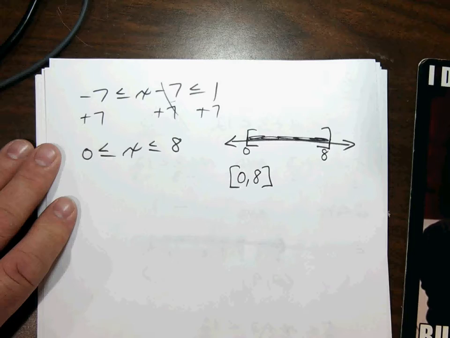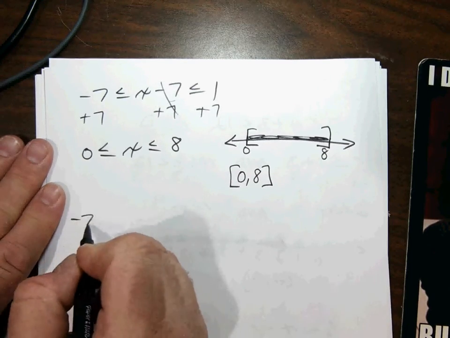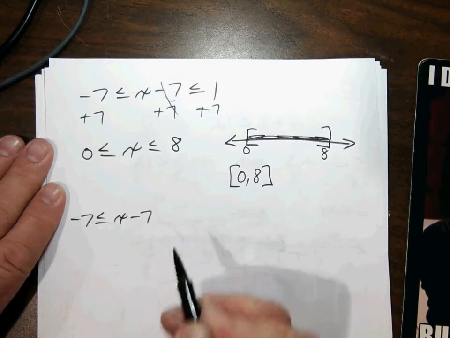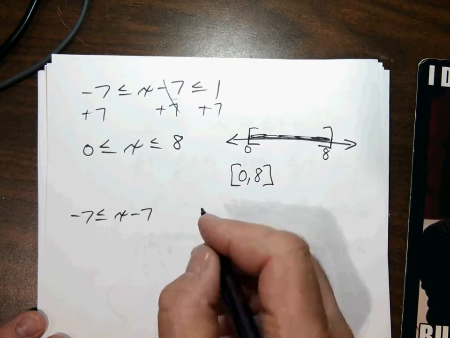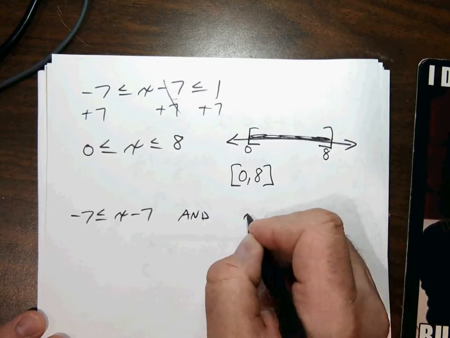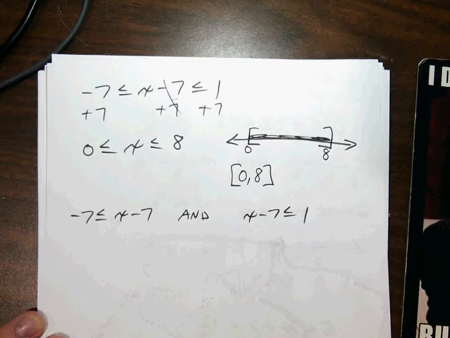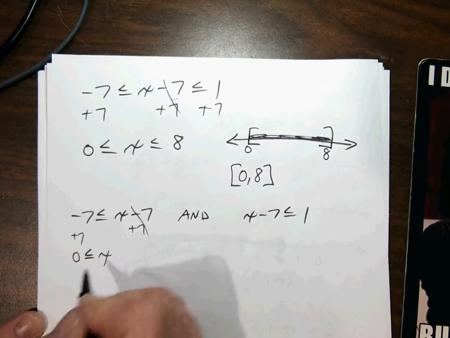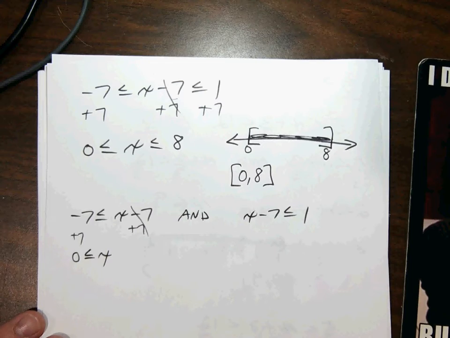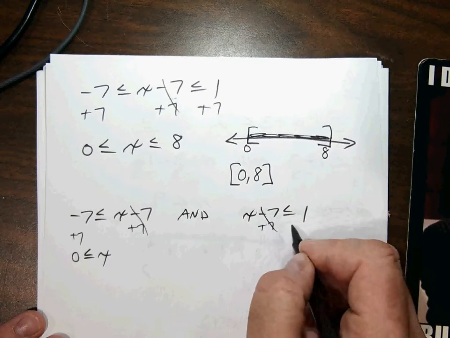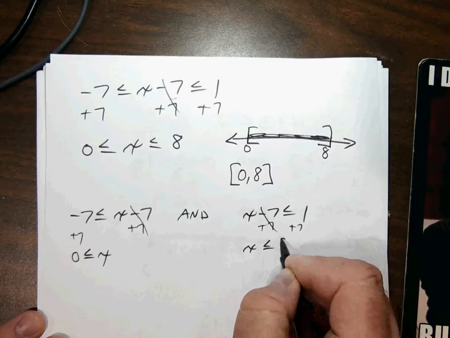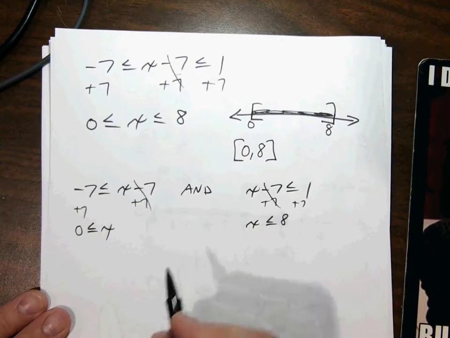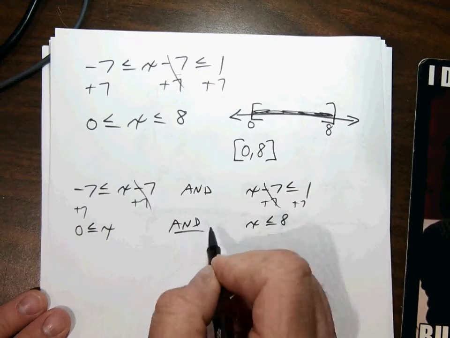Okay? If you wanted to do it separately, you just have two problems. You've got that one, and you've got this one. Just work them. Add 7, add 7. You got that one, x is greater than or equal to 0 if you read it backwards. And you've got this one, x is less than or equal to 8, and you've got to put them together with an and, okay? Both of those things.